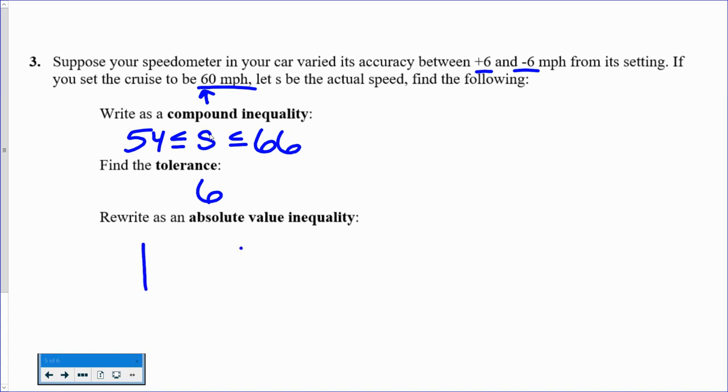When I write that absolute value inequality, less than or equal to my tolerance of 6, we're using S for speed minus the desired amount, which would be 60 because that's what I want my car to be set at. I hope that it is true to that speed that I'm setting it at, but that it could be off.